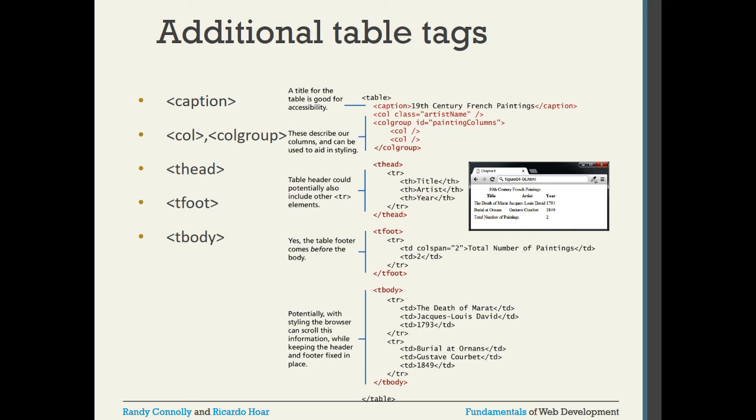And another thing is the tbody. This generally gives the browser the potential, with styling, to scroll the information while keeping the header and the footer fixed in place. That is called a sticky kind of thing. In one place we can put the header and the footer, and if you want to scroll other information, then we can go ahead with the help of the tbody. So these are the additional table tags that are also popular.